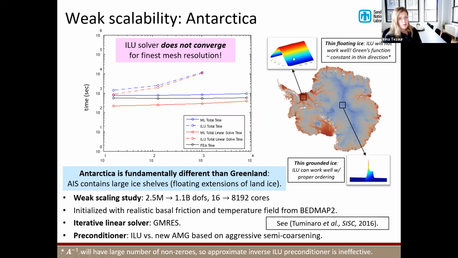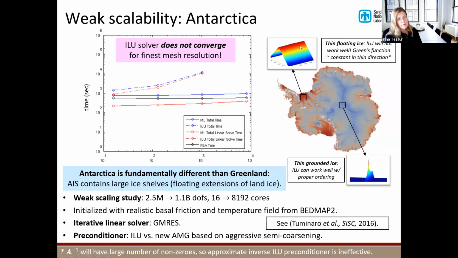The idea is basically, if you look within the ice shelf, at the boundary conditions you have for the floating ice, this is how the Green's function is going to look. In particular, it's going to be approximately constant in the thin direction. The reason this is important is that these Green's functions are related to matrix inverses. So when you have a Green's function that looks like this, your A inverse is going to have a very large number of non-zeros.